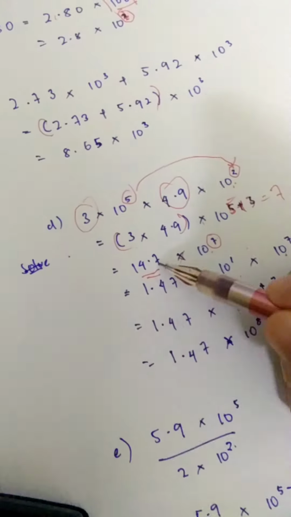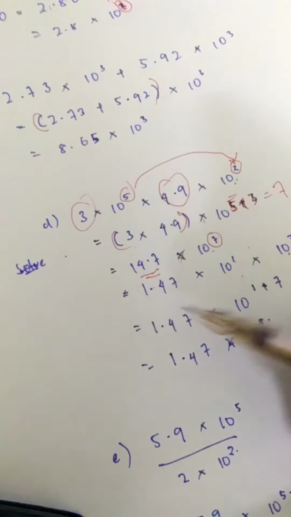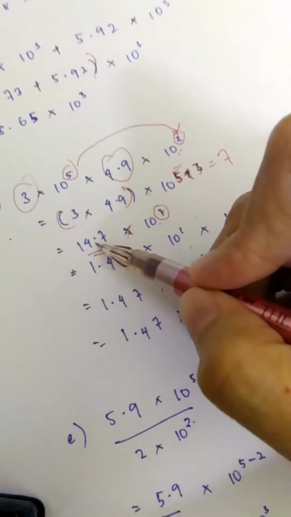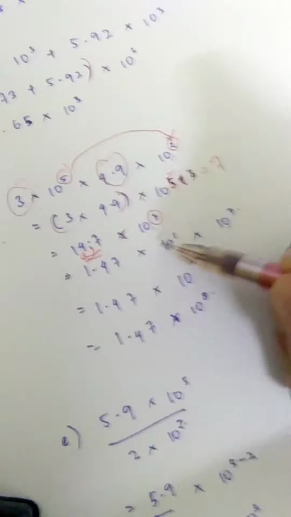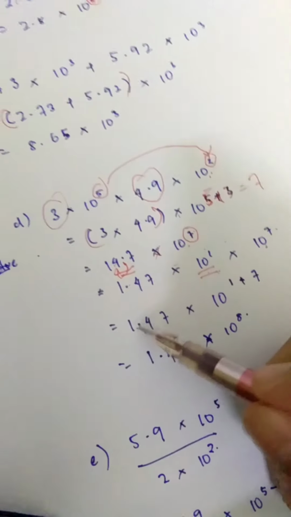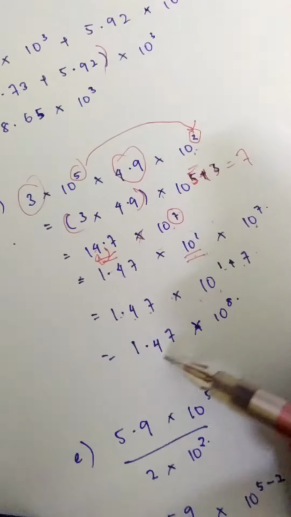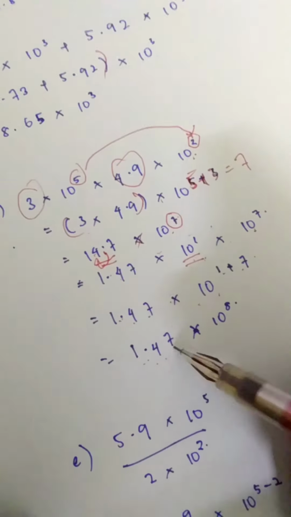Okay, 10 kuasa 1 ini dipindahkan pergi ke depan, ini pindahkan pergi ke depan, jadi 10 kuasa 1. Okay, 1.47 darab 10 kuasa 1 tambah 7 sama dengan 1.47 darab 10 kuasa 8.